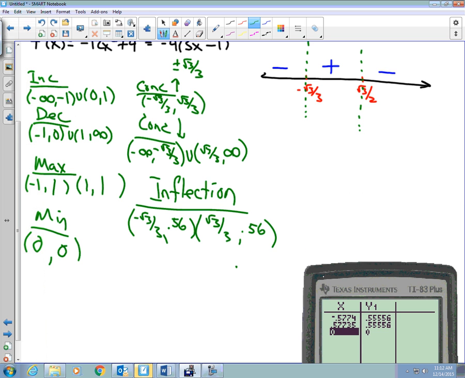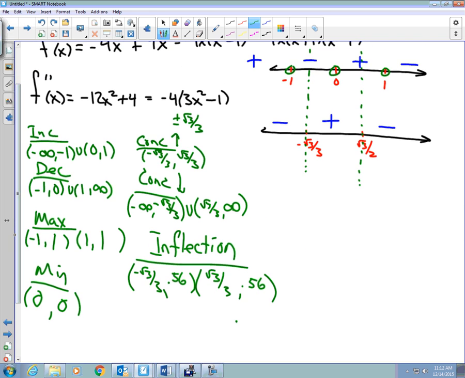So we have used the first derivative test and the second derivative test in order to determine increasing, decreasing, concave up, concave down, max, min, and points of inflection.